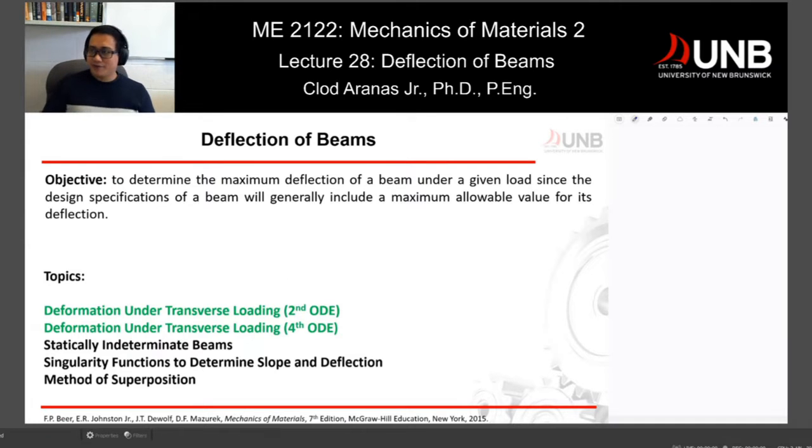Okay, so now for deflection of beams, what we discussed so far are the following. We have the second order differential equation, which was discussed before the midterm exam, and then we discussed last Monday the fourth order differential equation. And for today, we are going to discuss statically indeterminate beams. Now, in your mechanics of materials one, I would assume that you know the definition of statically indeterminate beams.